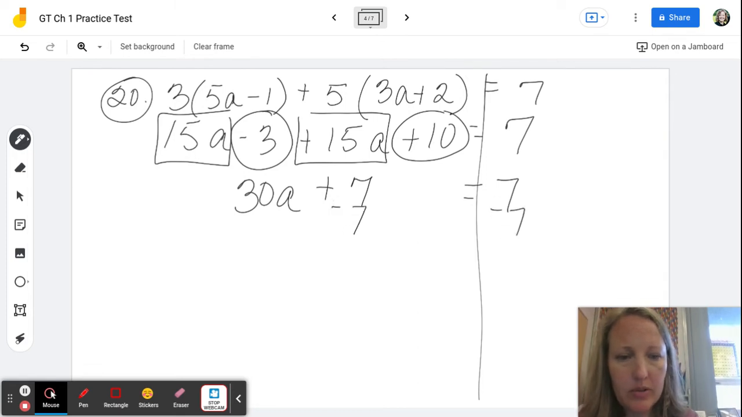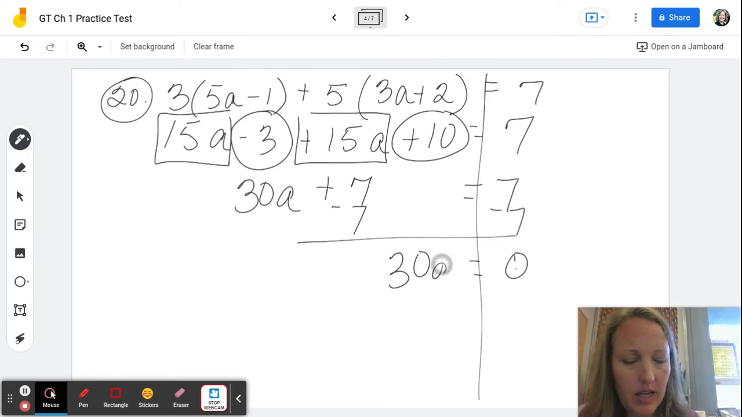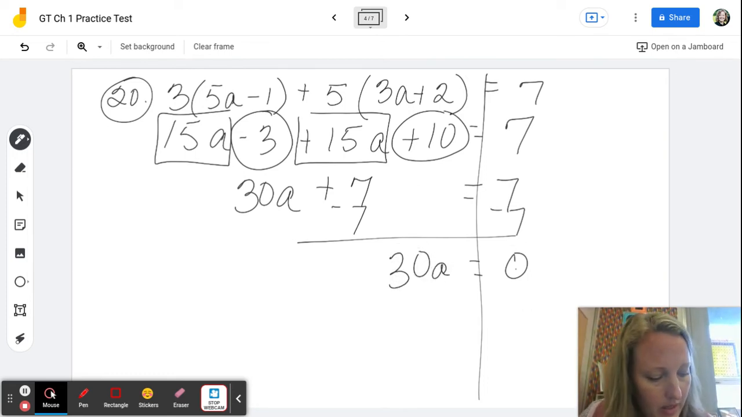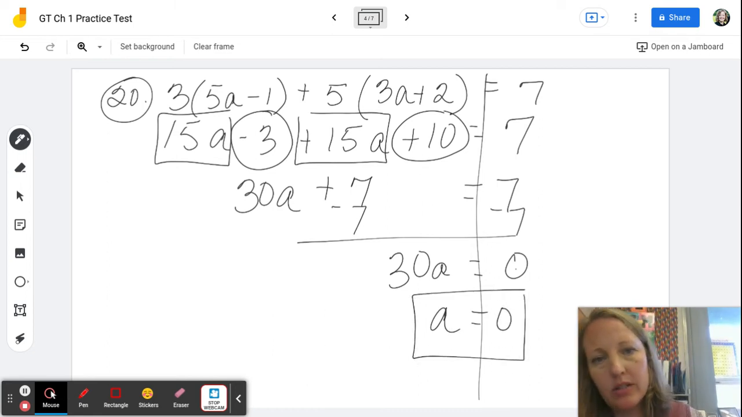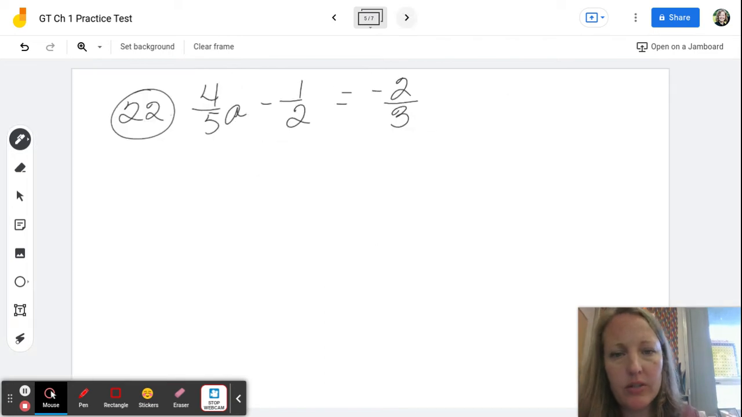Subtract 7 on both sides. So 7 minus 7 is 0, 30a. And then we get the only thing a could be is 0, right? 30 times what gives me 0? So a is 0. Don't be afraid of an answer of 0. Don't put undefined or something weird like that. 0 is fine.